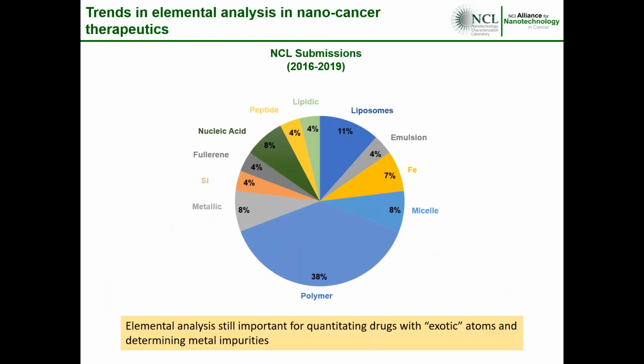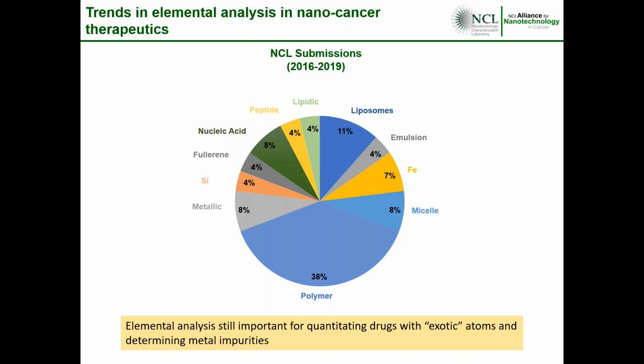Sticking with the NCL for a little bit, over the last 3 to 4 years we see some trends in nanoparticles. In our most recent trends, about 20% of the nanoparticles that we receive are inorganic nanoparticles. These are metal, silicon, or iron based. This is obviously where we use ICP-MS, but we use it well beyond traditional inorganic molecules.